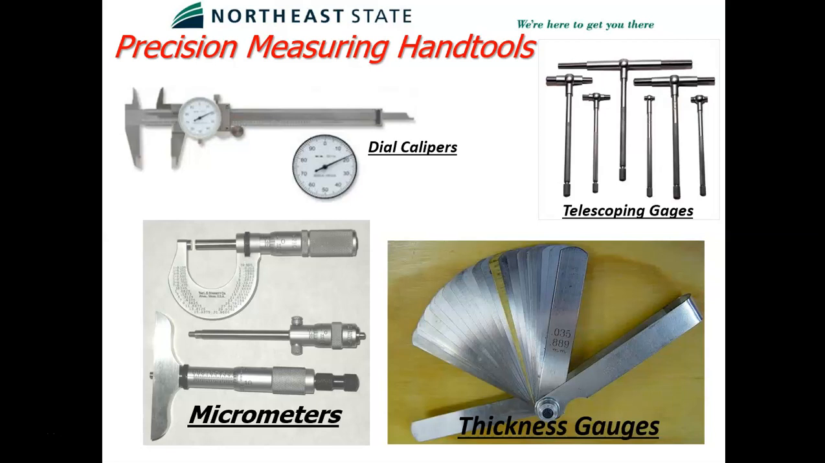Okay, your thickness gauges are down the bottom right. I briefly talked about those, so that's what those look like. You can get those in longer versions. I have a couple different sets at home in about 10, 12 inch lengths, so you can get back into hard to reach places. I've got some made out of brass, some made out of stainless.